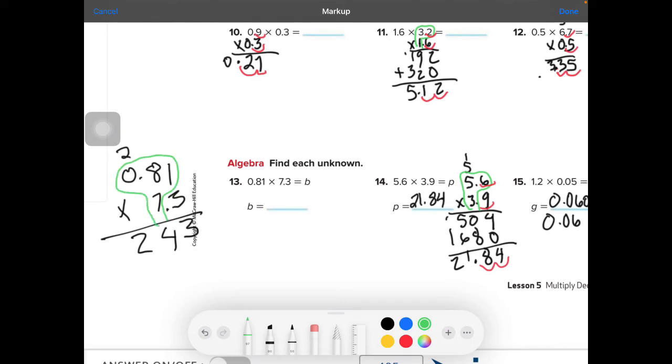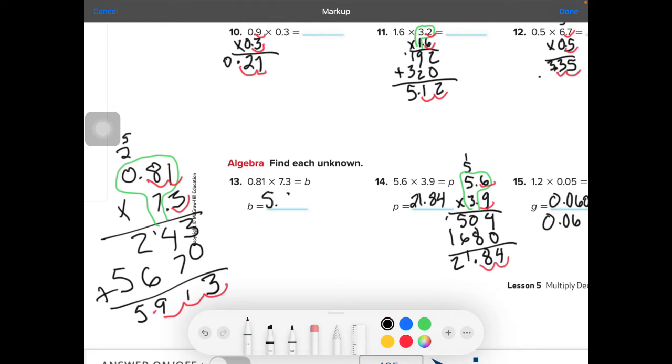Now we're going to be doing the next batch and do a placeholder 0. 7 times 1 is 7. 7 times 8 is 56. 7 times 0 is 0. Bring down the 5. So then we have these numbers we need to add. 3, 7, 8, 9, 10, 11. 6, 7, 8, 9, 5. Now we count the places. 1, 2, 3. 1, 2, 3. So our answer is going to be 5.91.